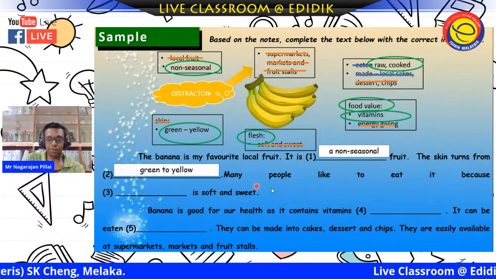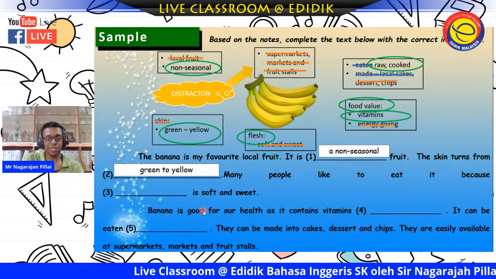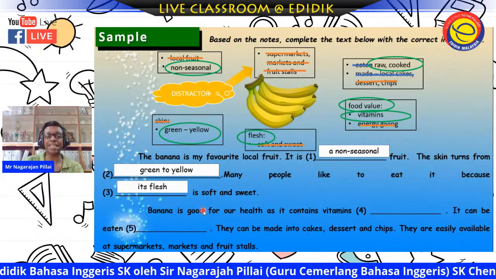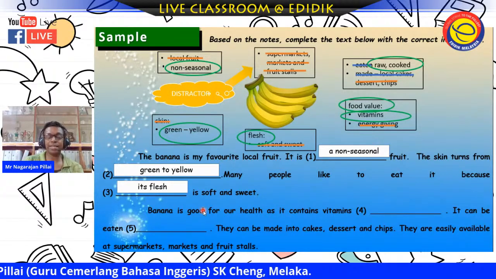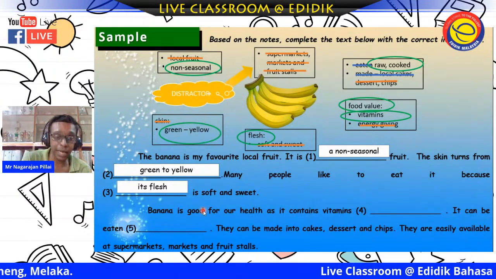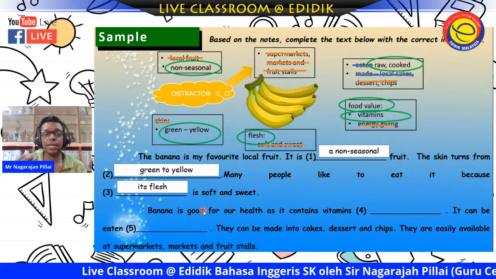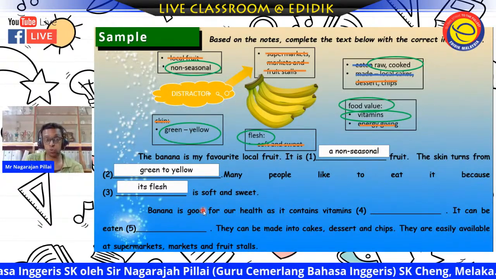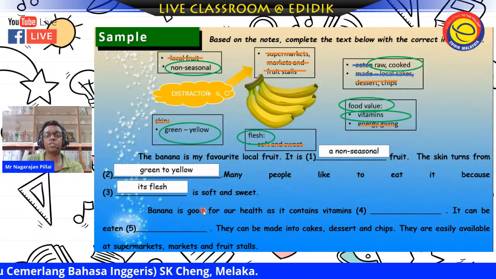You can't simply say, many people like to eat it because flesh is soft and sweet. Something is hanging there. You need to add something, right? It's flesh. Its. ITS, its is a possessive pronoun. That means the flesh of the banana. We are talking about banana. Instead of saying, many people like to eat it because the flesh of banana is soft and sweet, you can shorten it. You can say, its flesh is soft and sweet.